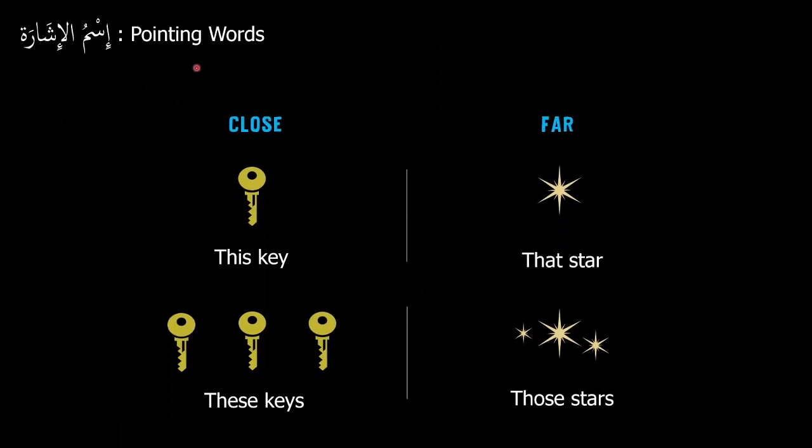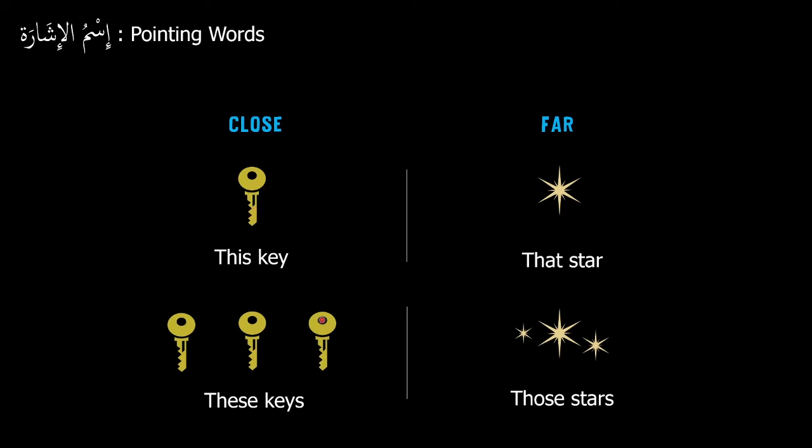Today we'll be going over pointing fragments, so let's get right into it. Before we look at the fragment itself, let's go over pointing words. A pointing word, ismul ishara, is an ism that is used to literally point to an object, and there are two types. If you want to point to something close, then the pointing word used is this and these.